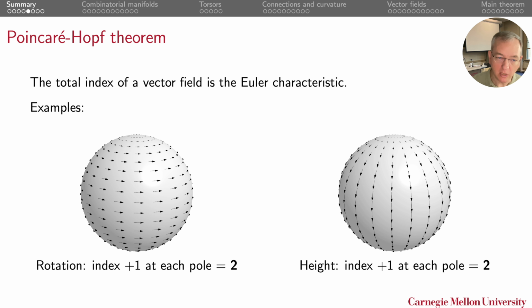which has a 0 at the top and the bottom, and we just saw those. They're index 1. Same thing with this vector field that's like a height function or a Morse function on the sphere. There's a 0 at the top and the bottom, and both of those are instances of +1 index. So both of these vector fields are computing that total index of 2 that we know the sphere to have.